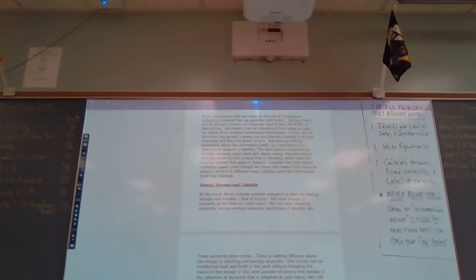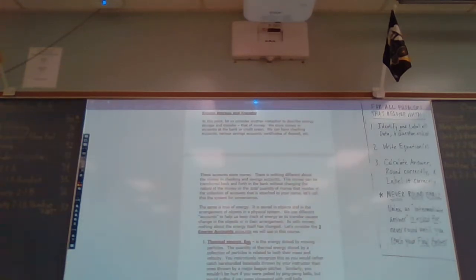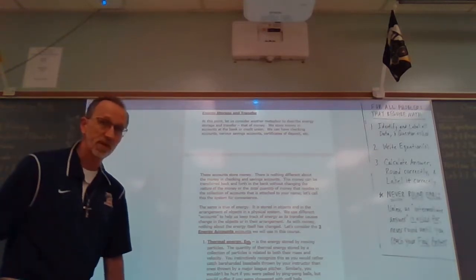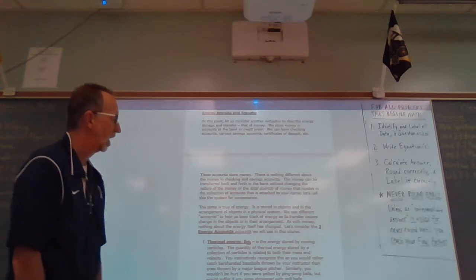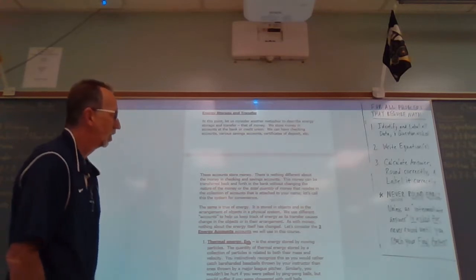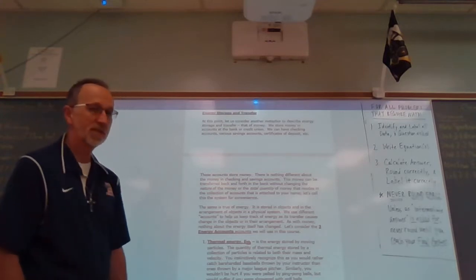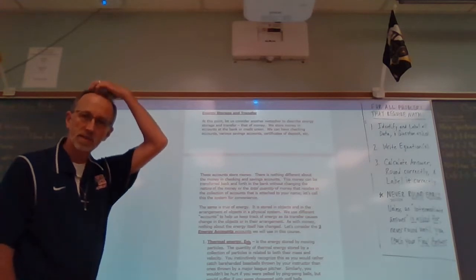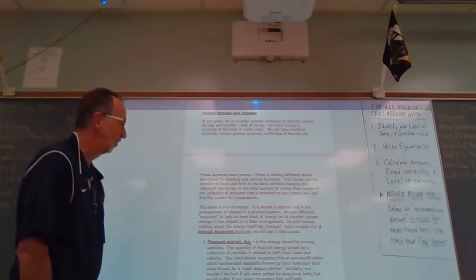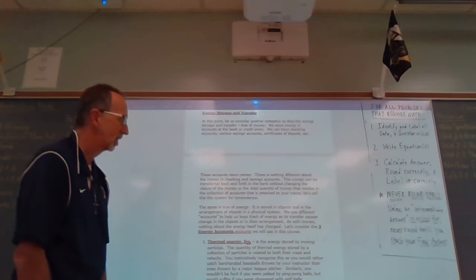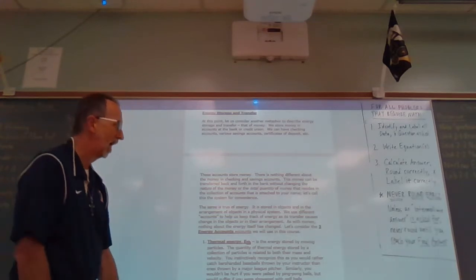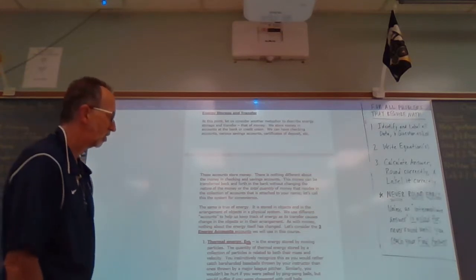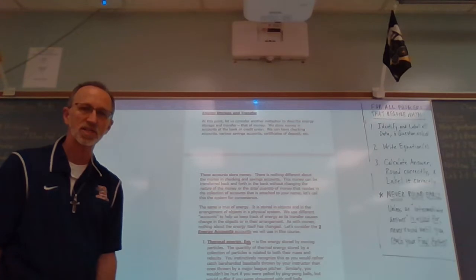So, energy storage and transfer. At this point, let's consider another metaphor to describe energy storage and transfer. Let's look at money. All right. We can store money in accounts at a bank or a credit union. We can have a checking account, a savings account, a certificate of deposit, a money market account, et cetera, et cetera. All of these accounts store money. There's nothing different about the money in a checking or savings account. The money can be transferred back and forth in the bank without changing the nature of the money or the total quantity of money that resides in the collection of accounts that are attached to your name.